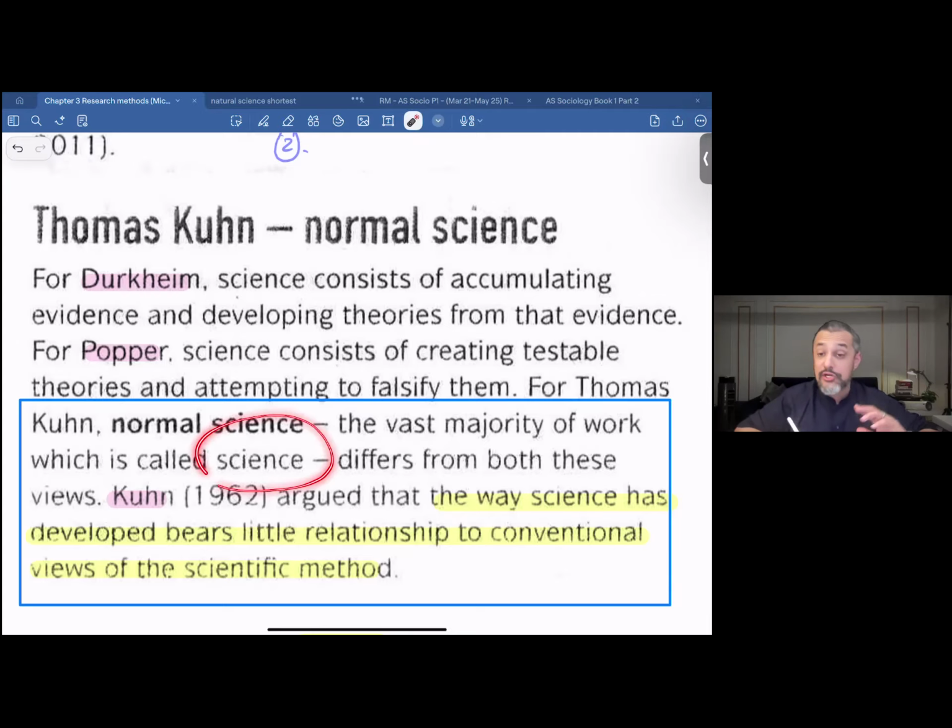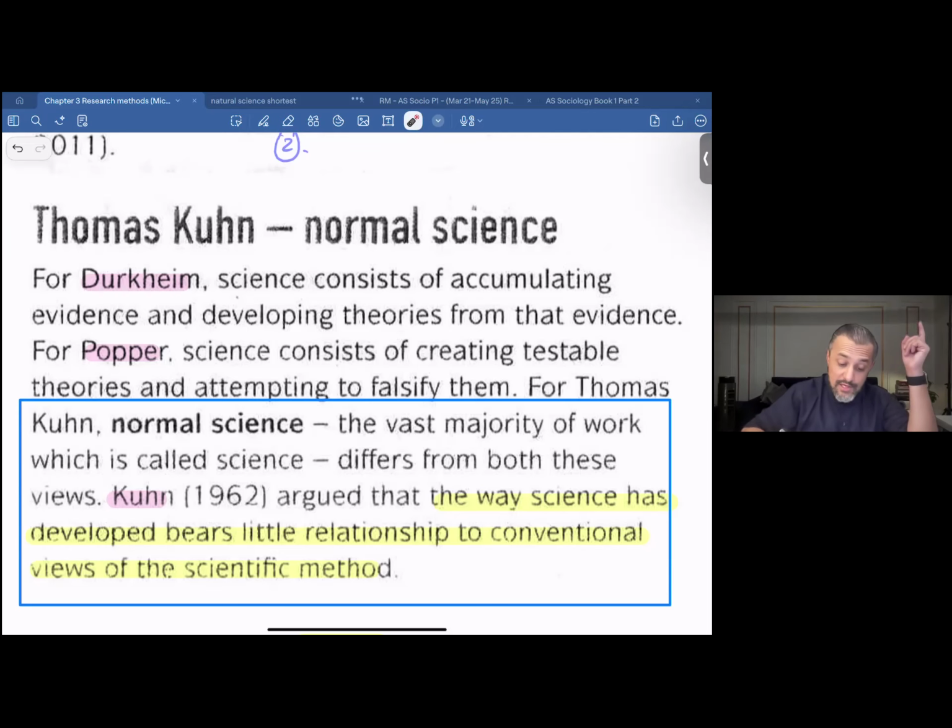The vast majority of work which is later on referred to as science differs from both these views. Both which views? Both the views of Durkheim and Popper. Durkheim and Popper both believe that scientific methods should be used. I have a question. I should have waited till I finish, but okay, I'll answer your question as I proceed with this.